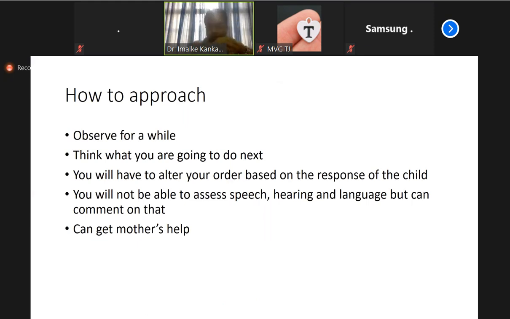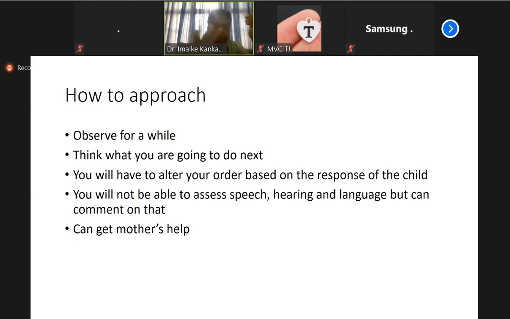So how to approach? You will be asked to do the developmental assessment. So the first thing is observe for a while. Why I say while is, you can't just stand in front of the child just observing, right? There's no difference between the candidate and examiner in that case. Now while observing, you have to think, okay, what am I going to do now?